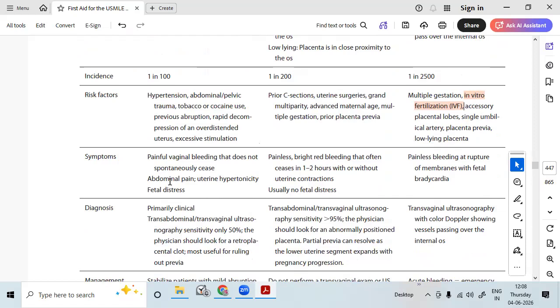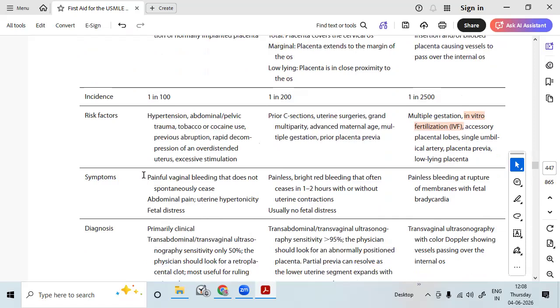Now, what are the symptoms of abruptio placentae? So here there will be pain. Painful vaginal bleeding that does not cease spontaneously, abdominal pain, and uterine hypertonicity combined with fetal distress.